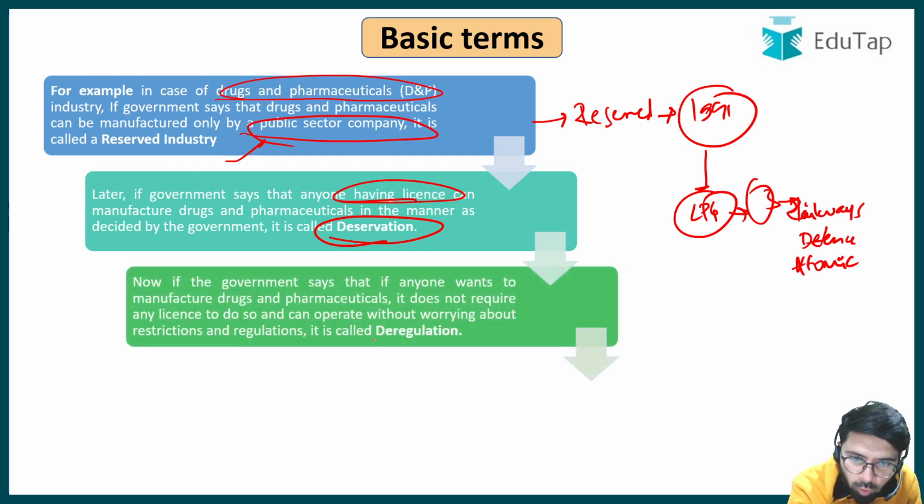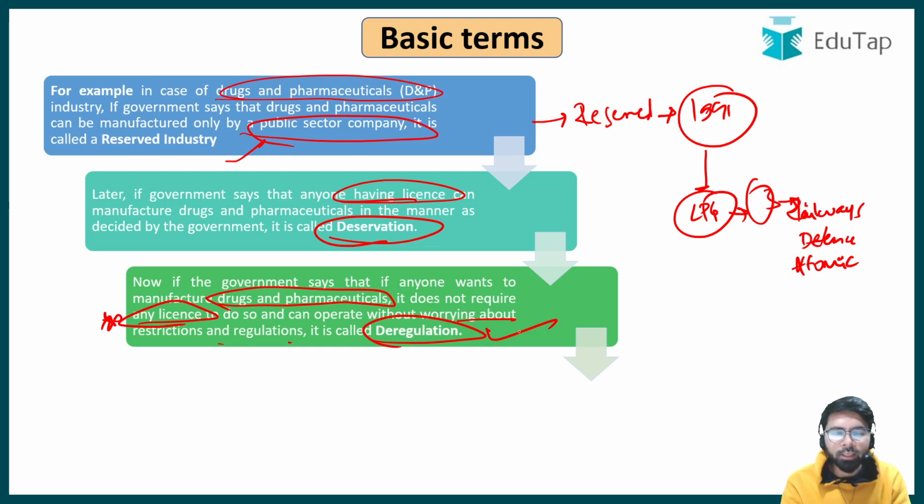Now we'll understand what is deregulation. Continuing with the same example, if the government says that if anyone wants to manufacture drugs and pharmaceuticals, it does not require any license to do so. This is the key point here, and they can operate without worrying about restrictions and regulation. This is completely freeing up that sector. That is deregulation. So this will bring incentivization and further introduce efficiency within the economy.